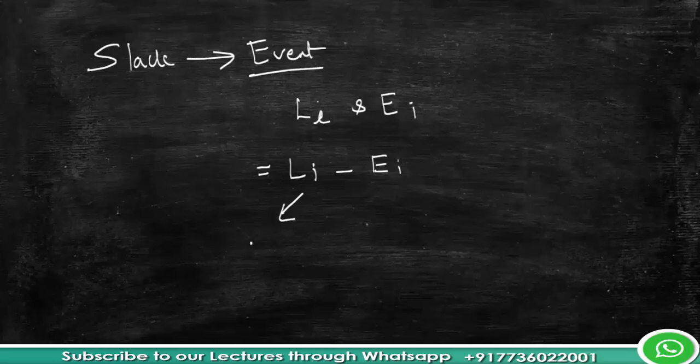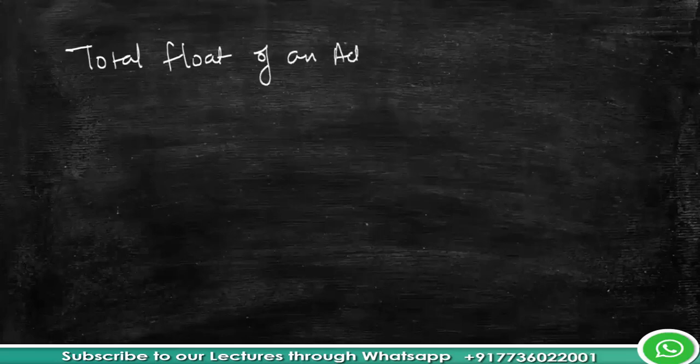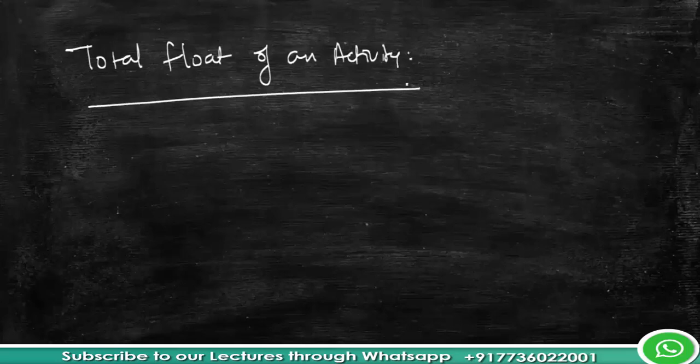It is latest allowable occurrence time, and Ei stands for earliest allowable occurrence time. So this is the slack of an event. Then we should also understand what is total float of an activity. What is total float of an activity? See, the total float of an activity is nothing but the difference between the earliest and the latest allowable start or finish times.